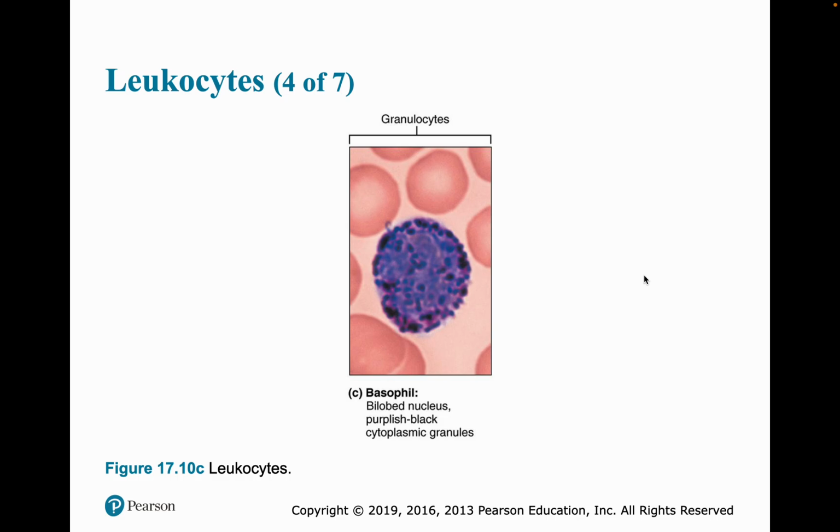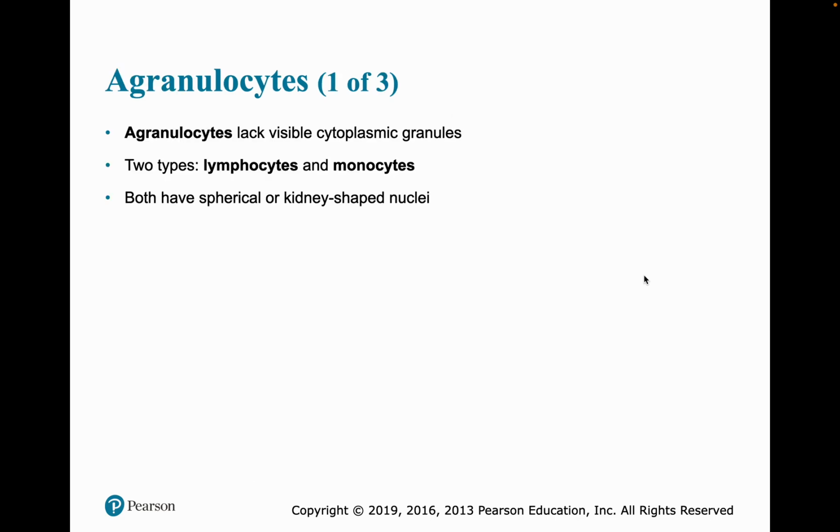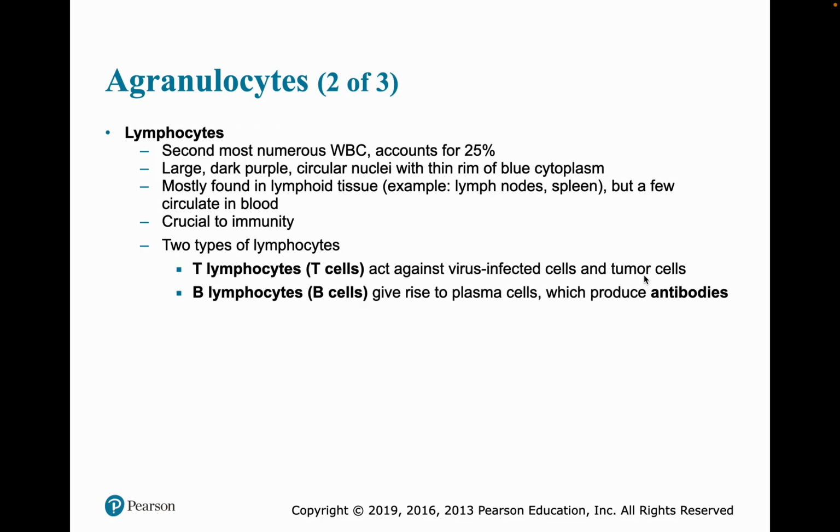Here is a basophil. The agranulocytes don't have visible cytoplasmic granules. They are either lymphocytes or monocytes, and both have a spherical or kidney-shaped nucleus. Lymphocytes are the second most numerous white blood cells. They account for about 25% of the formed elements. They have a large dark purple circular nucleus with a rim of blue cytoplasm, found in lymphoid tissues, but few do circulate in the blood.